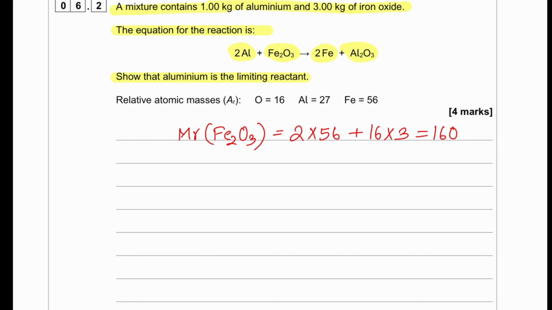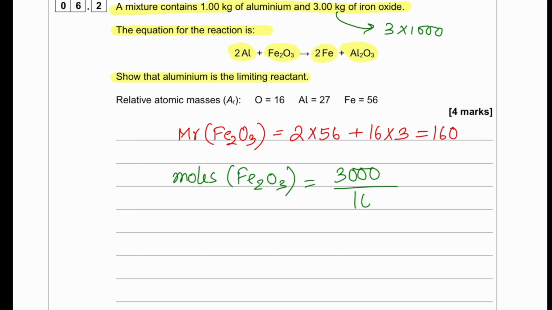Then we are going to find the moles of Fe2O3. When finding moles of Fe2O3, we divide. Fe2O3 is 3 kilograms, that means 3000 grams. We divide 3000 grams by 160. Our answer comes to 18.75 moles. Then we will do stoichiometry. For 1 mole of Fe2O3, we need 2 moles of aluminium. So we will find the number of moles of aluminium.